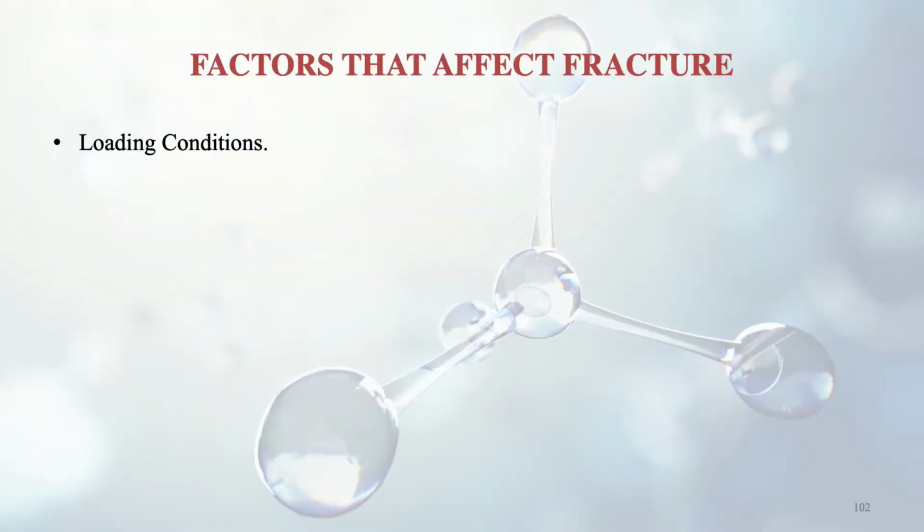Now after discussing the mechanism of this shear and the cleavage type of fracture, we move on to the factors that will affect the fracture. Earlier also we have seen this in case of the ductile to brittle transition. Here also there are certain factors. What are they? Similar to that: loading conditions, the temperature, and the stress and its concentration.